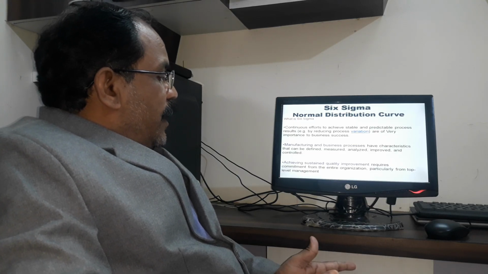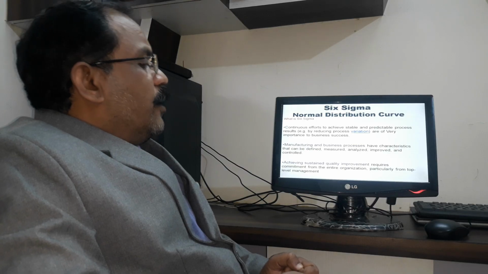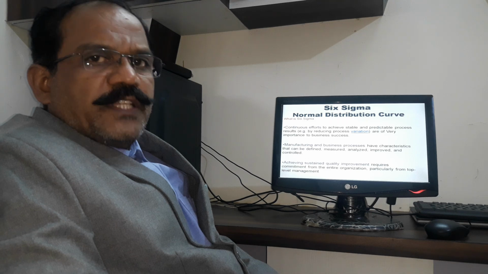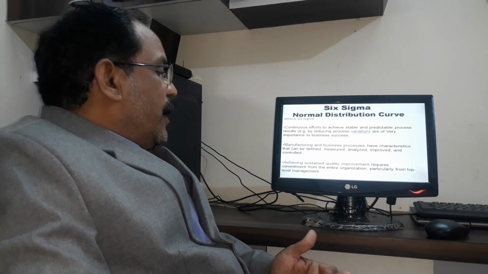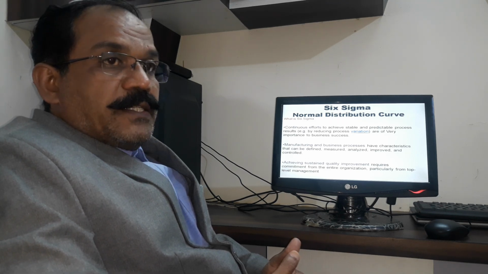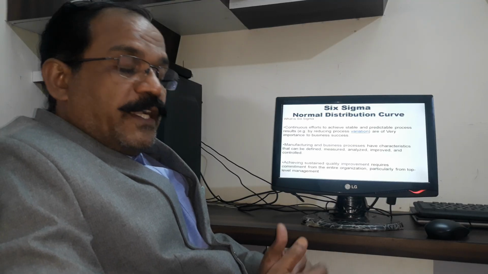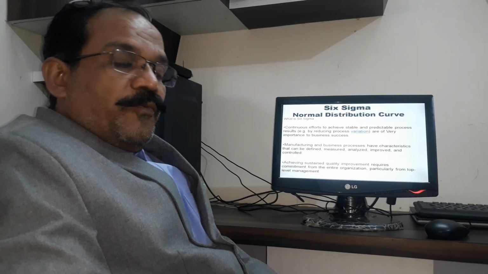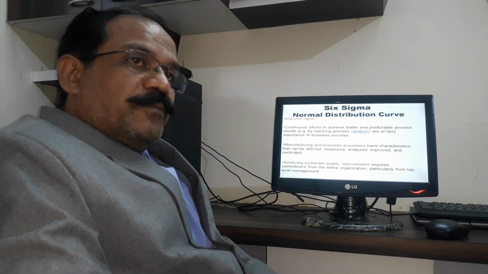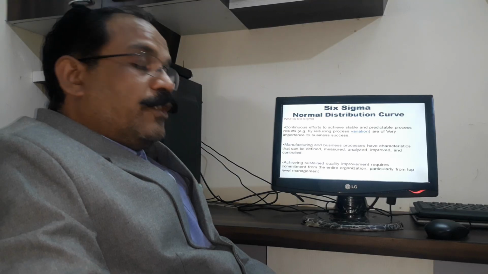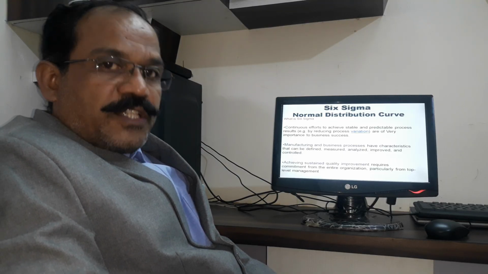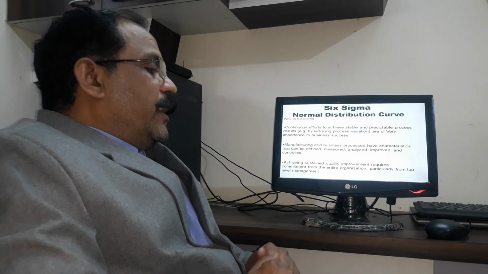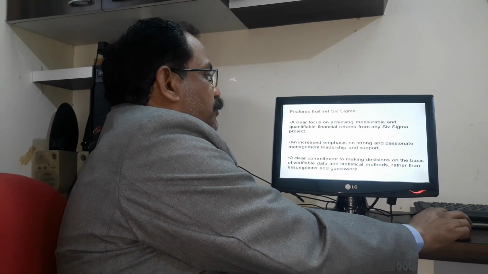Again, what is Six Sigma? It is achieving a sustainable quality improvement. We need a continuous quality improvement in the product. So it is a sustainable quality improvement that requires commitment from the entire organization. Six Sigma is a process which involves the entire organization, particularly the top level management, because whenever bottom level management demands something, top level management tries to cut off the cost incurred in quality. But to gain quality, we need support from the top level management.